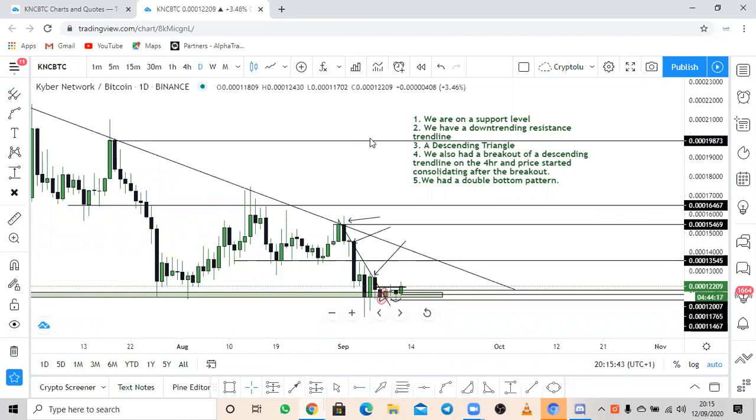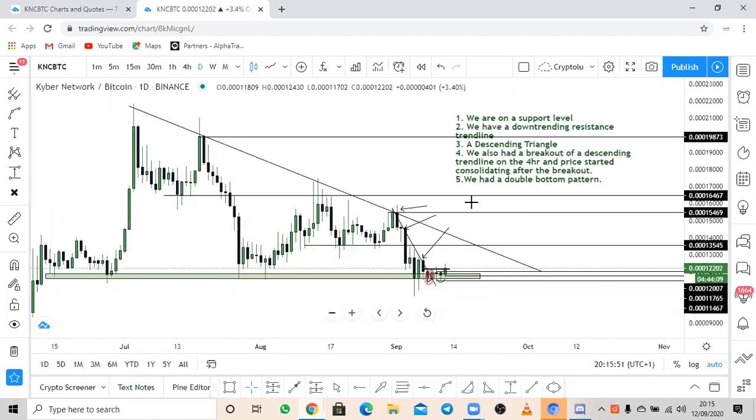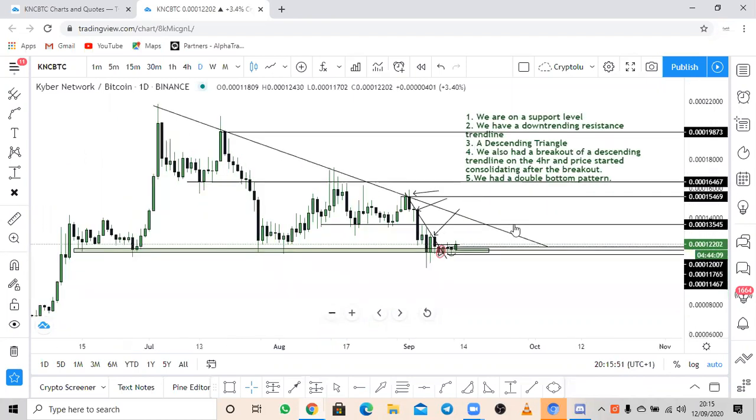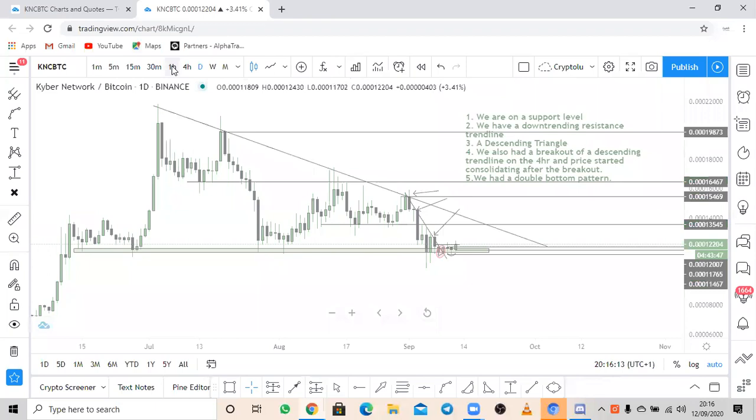After the breakout from this downtrending resistance trend line here, the least we should expect price to get to is this point here. Even if we don't get to this level here, we should at least see this one here, which is around 40%. So the trade is still good to take from the 1-hour. Just find a good entry and you can take the trade.